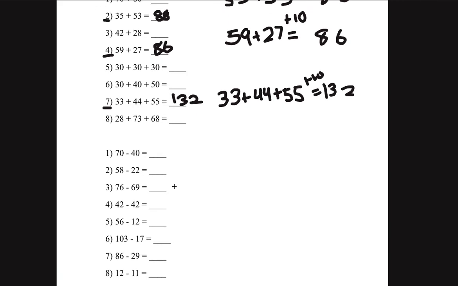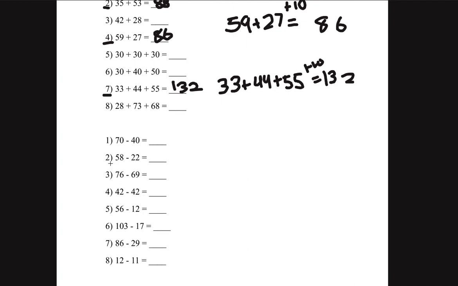Then let's move on to some subtraction. Let's look at number 2. Again, we're going to look at the ones place first before going on to the tens place or hundreds place. And see that since 8 is bigger than 2, it can go in, and it'll be 6. And then 5 can go into 2, and it'll be 3, and you get 36.